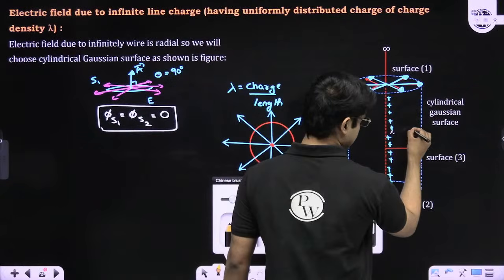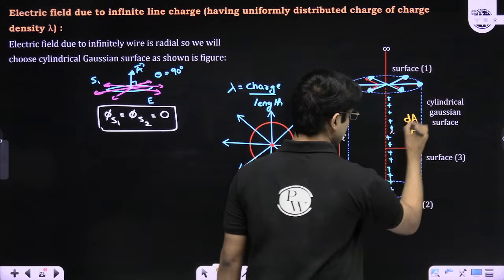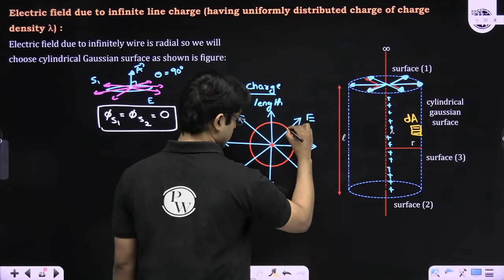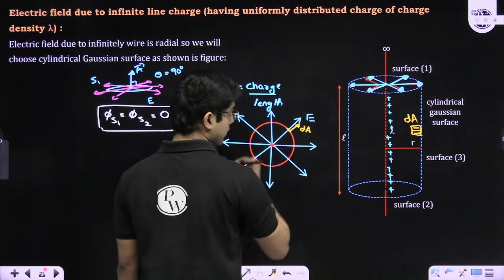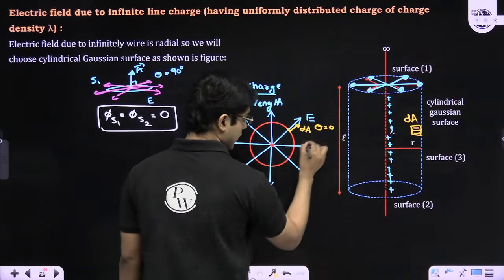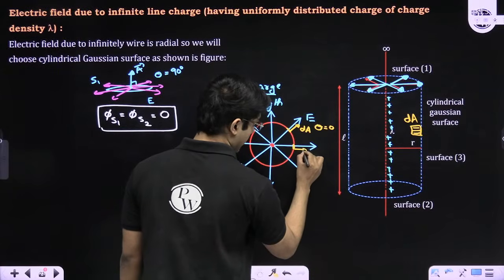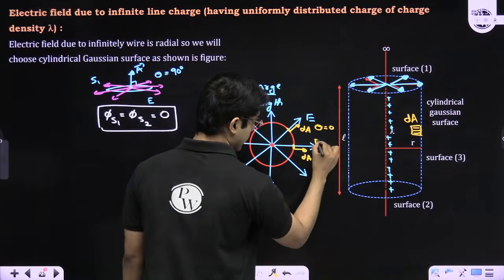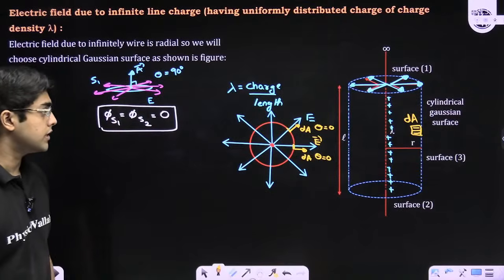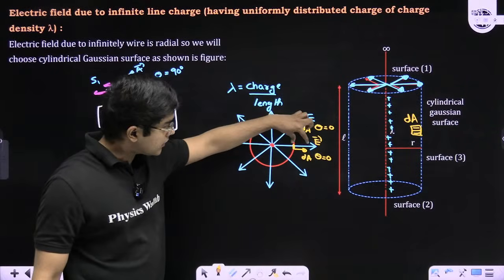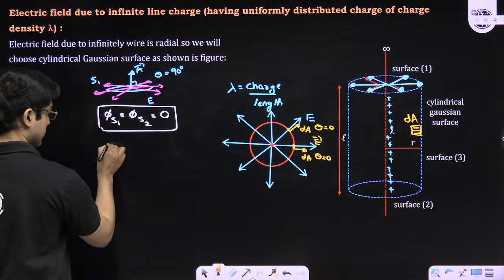Let's say you choose a tiny patch on the curved surface area of the cylinder. And the side view is over here. So here, as you can see, the area vector and the electric field vector are parallel to each other. Here also the area vector and the electric field vector are parallel to each other. So at any point on the curved surface area of the cylinder, the electric field and area are parallel, theta is 0. So only the curved surface will have any flux.